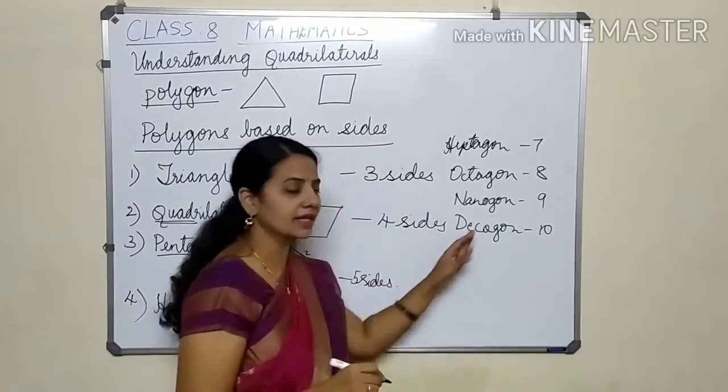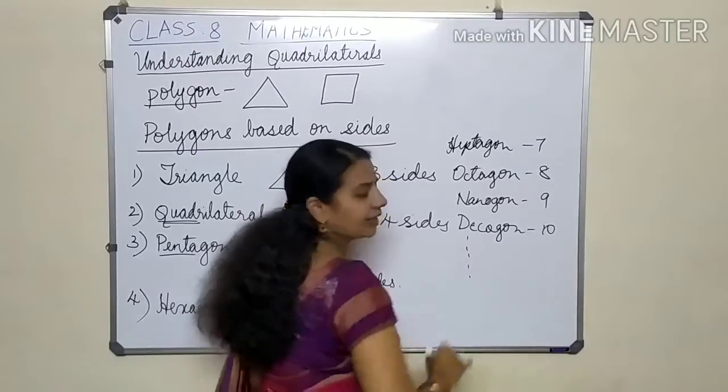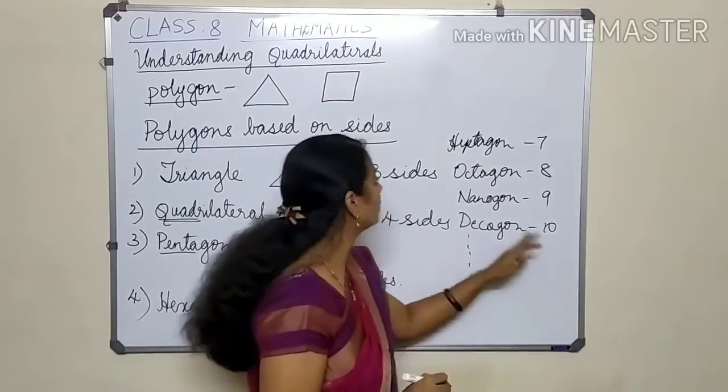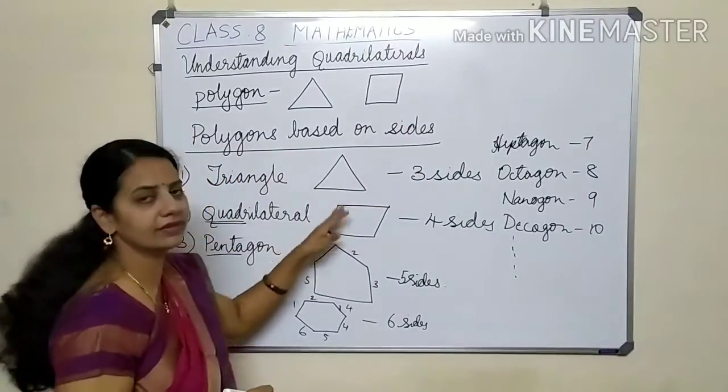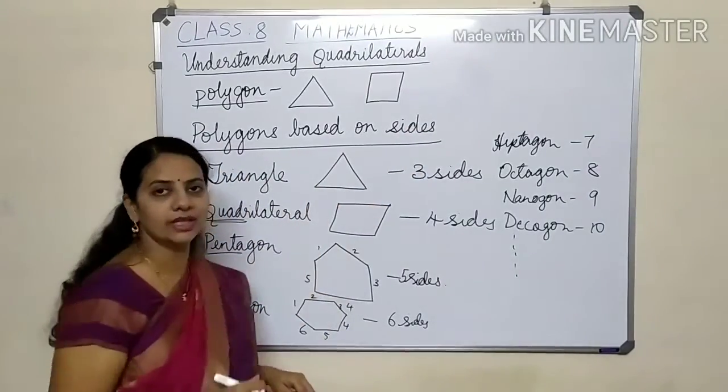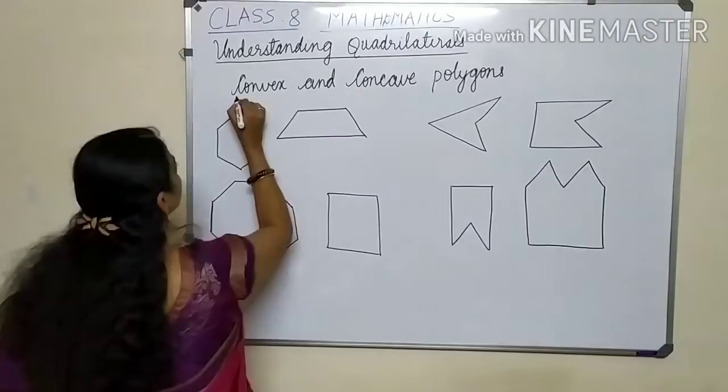Decagon has 10 sides. Like this we can go on writing, it depends on the sides. Like how many sides you have, based on that we have classified these polygons. Understood, children?